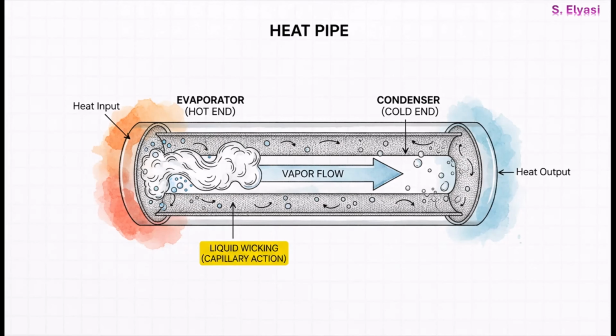The concept is just genius in its simplicity. It's just a sealed tube with a special material inside called a wick and a little bit of a working fluid, like water. You add heat to one end, and it vaporizes the fluid. That vapor rushes down to the cold end, where it condenses back into a liquid and releases a huge amount of stored heat. Then capillary action in the wick sucks the liquid back to the hot end, and the whole cycle starts over again. It is a completely passive, self-contained little heat engine.